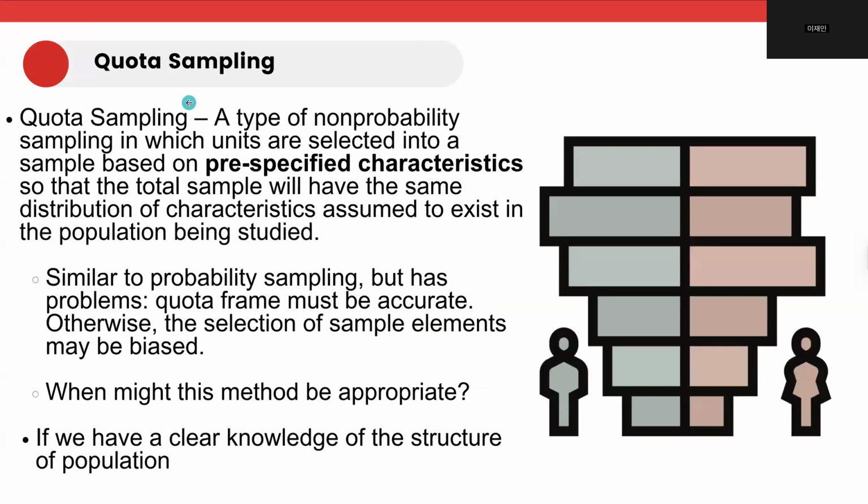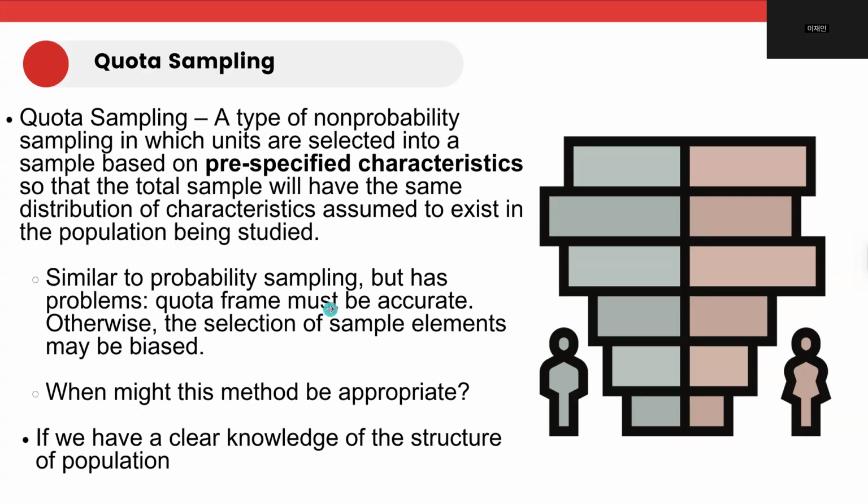The fourth and last type of non-probability sampling is quota sampling. This is very important. It has very clear criteria, more complex than other non-probability sampling, but it is still non-probability sampling. The sample is based on pre-specified characteristics, so that the total sample will have the same distribution of the characteristics assumed to exist in the population. It is similar to probability sampling, but has problems. The quota frame must be accurate.